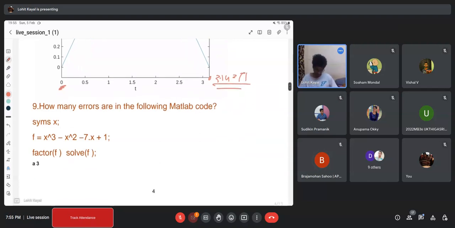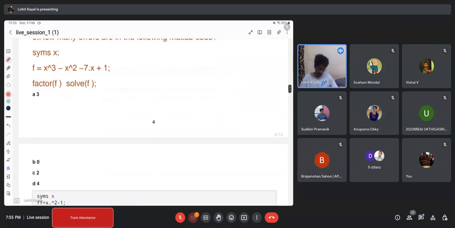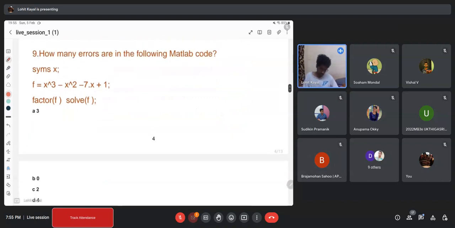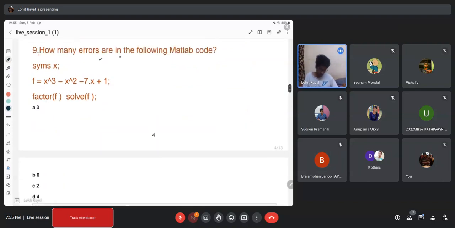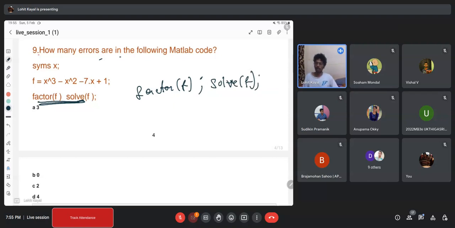Okay. So here are another two. Just forget these questions. So how many errors are in the MATLAB code? One thing is that you cannot write like this: factor f, space, solve f. MATLAB will not give you anything. Either give a comma or colon or something like that. If you give a space, MATLAB will not understand anything. So this is an error.